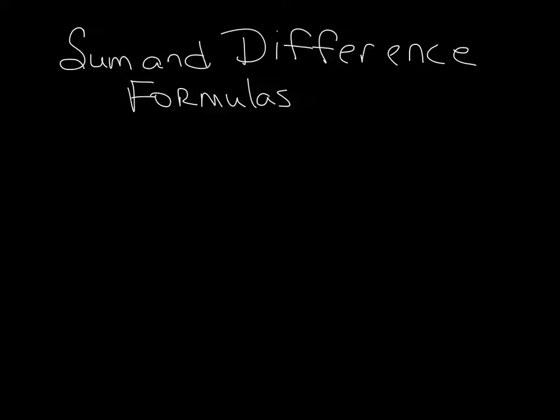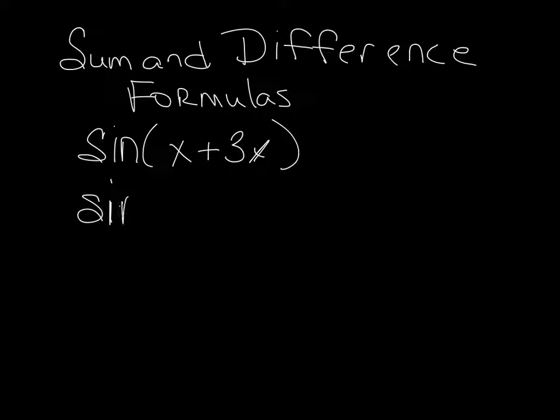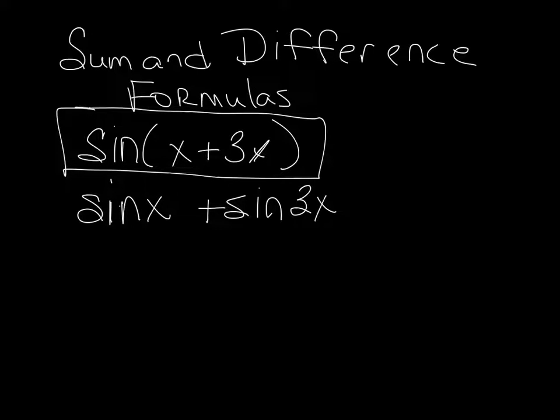If you were to put in your calculator, in your y1, the sine of x plus 3x, and then in y2 put the sine of x plus the sine of 3x, you'll see that the distributive property does not work because you do not get the same graph. You get two different graphs. So we have some formulas that would allow us to add these two angles together or subtract the two angles.